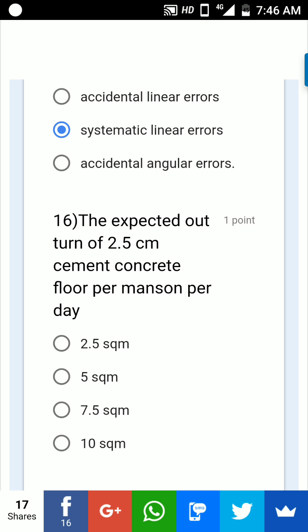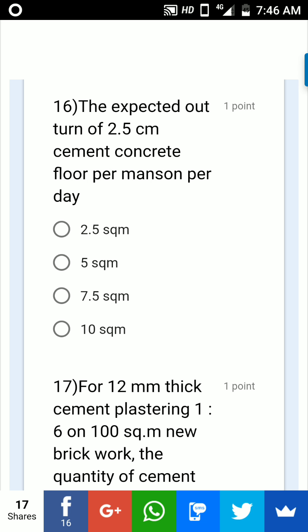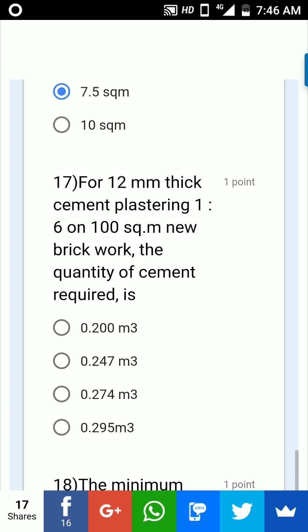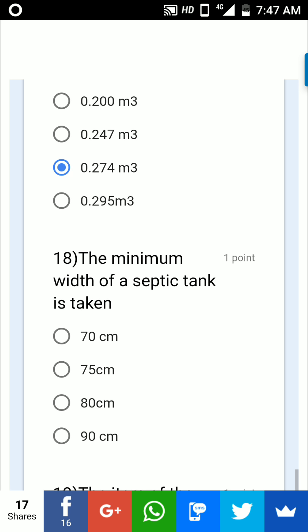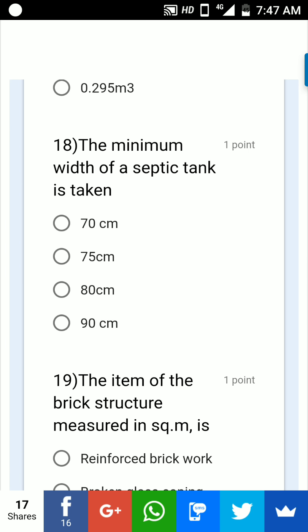The expected outturn of 2.5 cm cement concrete floor per mason per day is 7.5 square meter. For 12 mm thick cement plastering 1:6 for 100 square meter new brickwork, the quantity of cement required is 0.274 meter cube. The minimum width of a septic tank is taken as 75 centimeter.